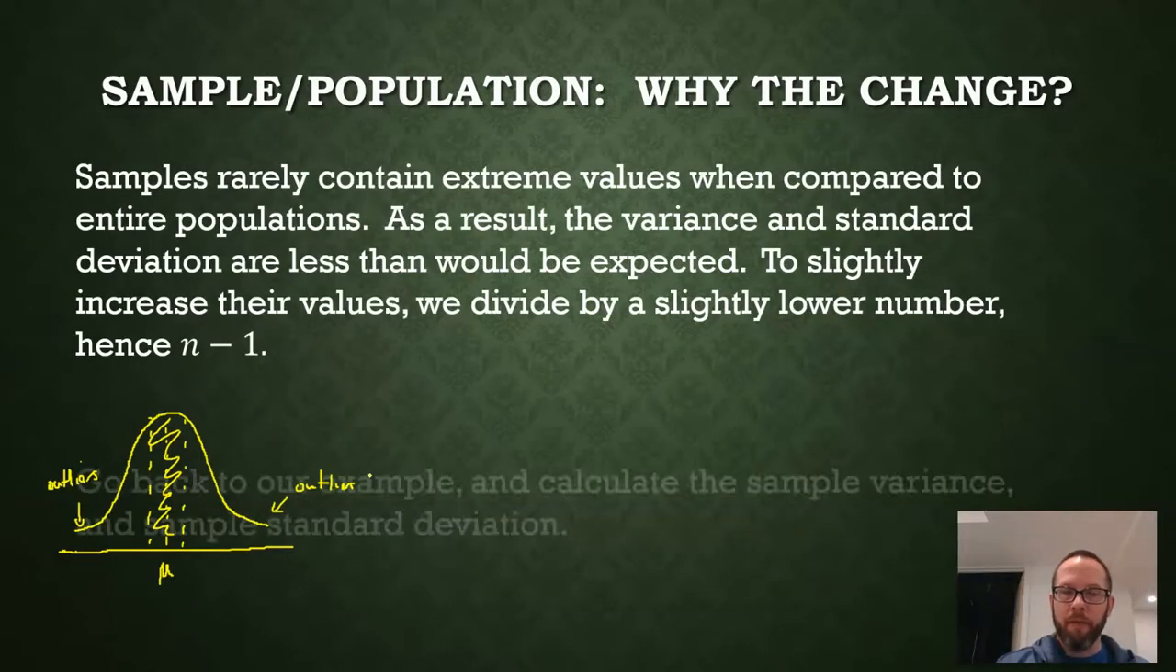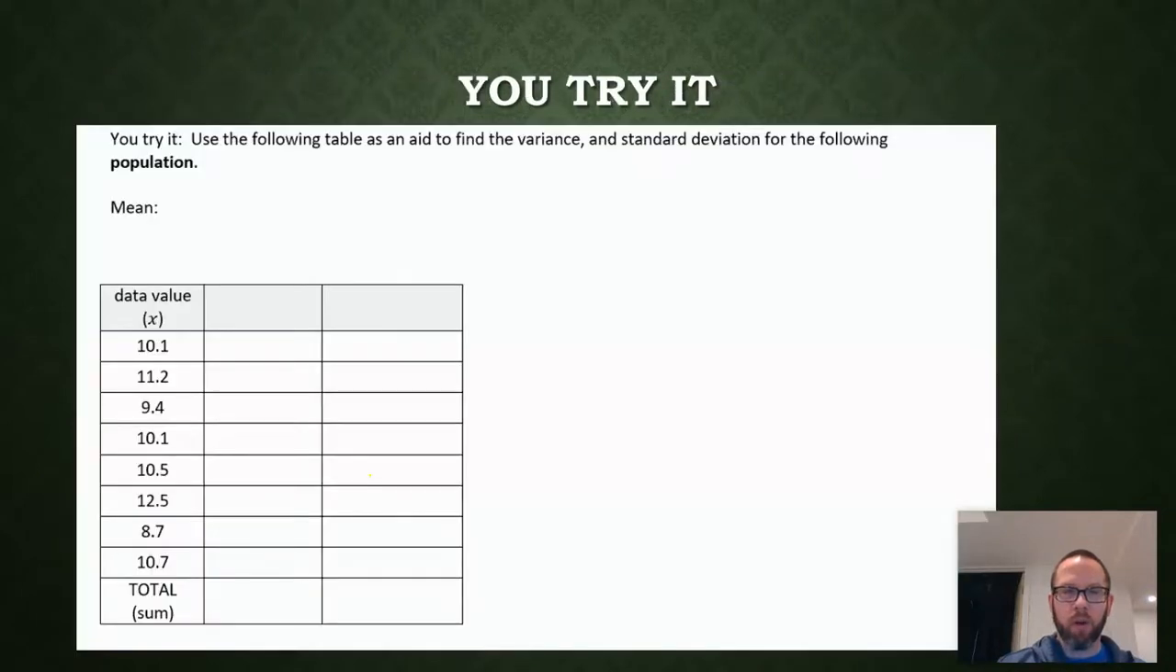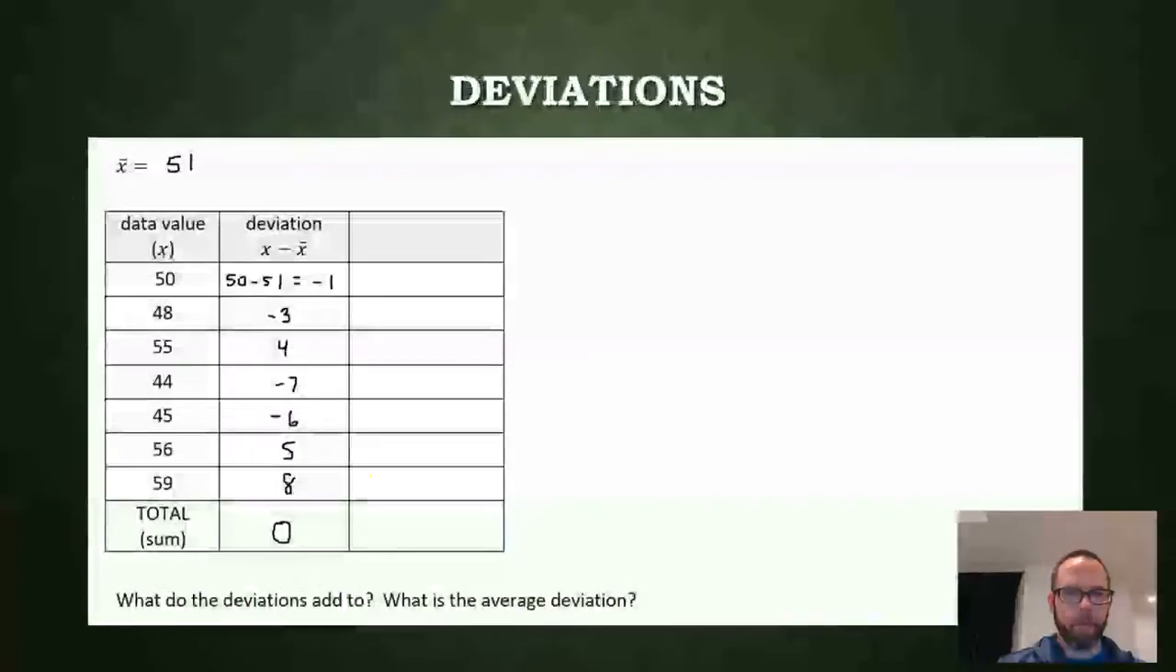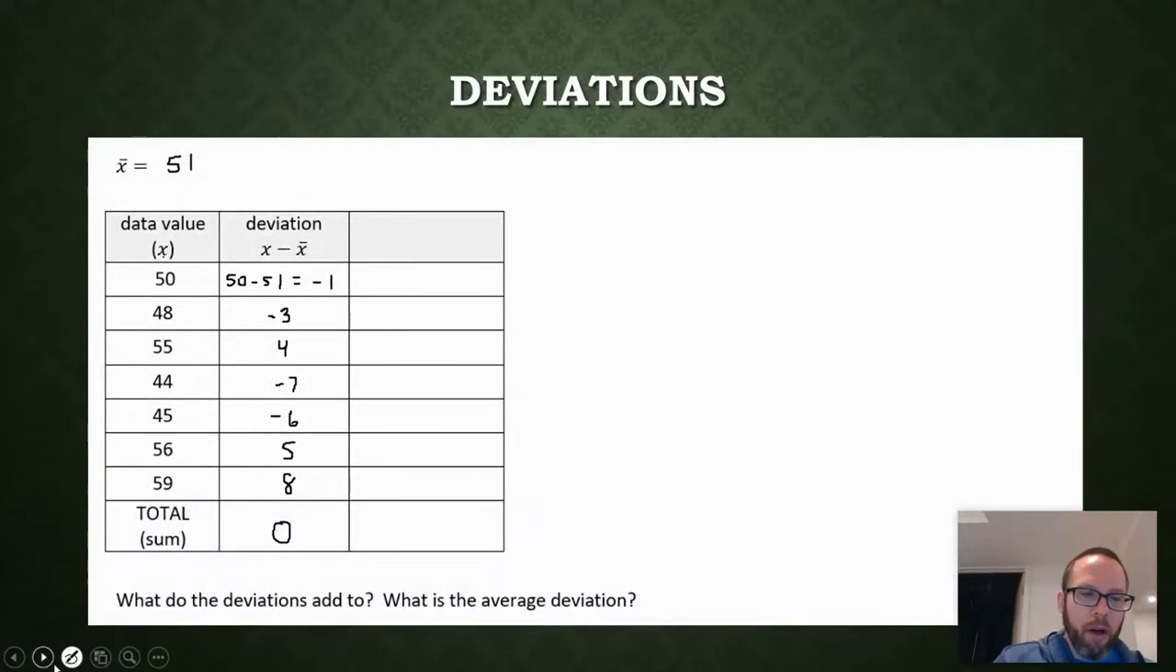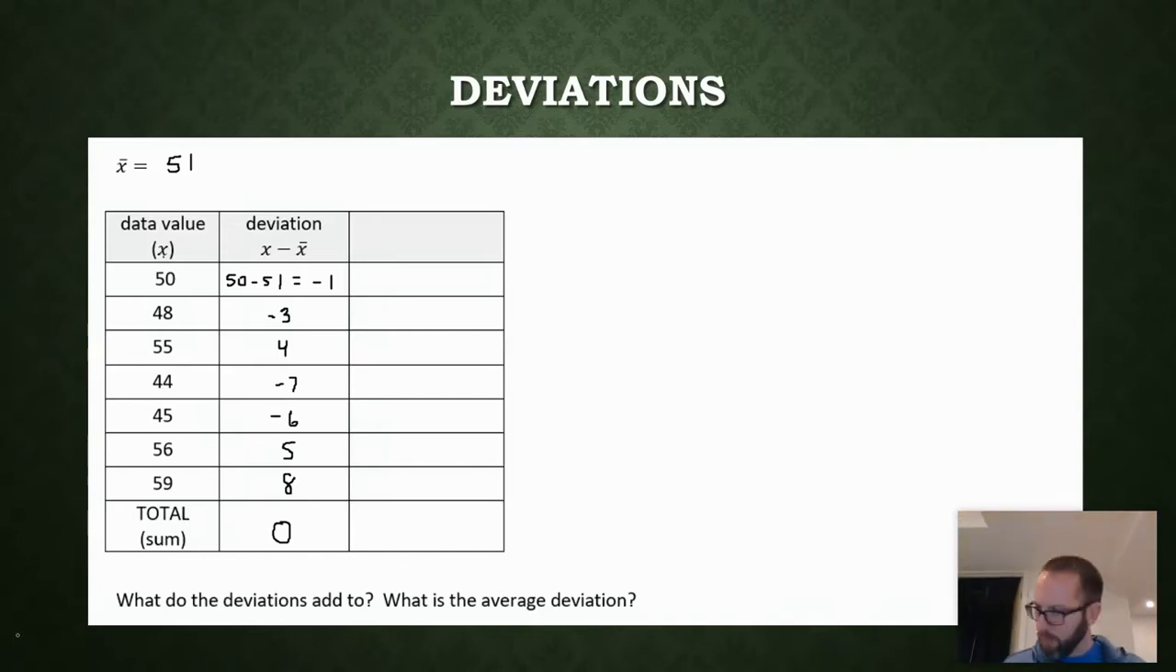So now that we've talked about variance and standard deviation, let's go back to our example and calculate the sample variance and sample standard deviation. Let's go back to here. Now we're going to make use of this last column. We're going to add a column here at the end. We're going to square all these deviations. So x minus x bar, squared.